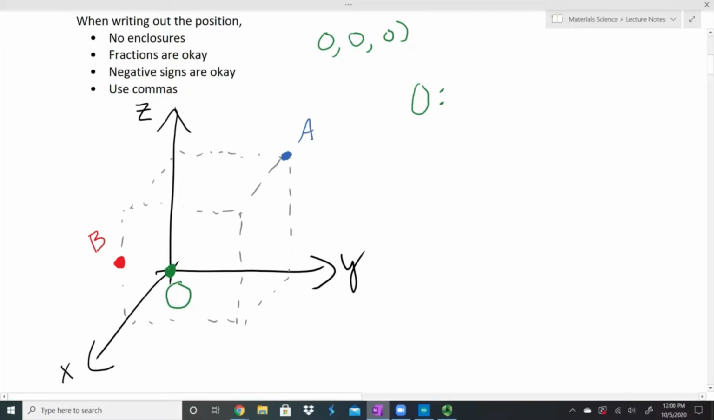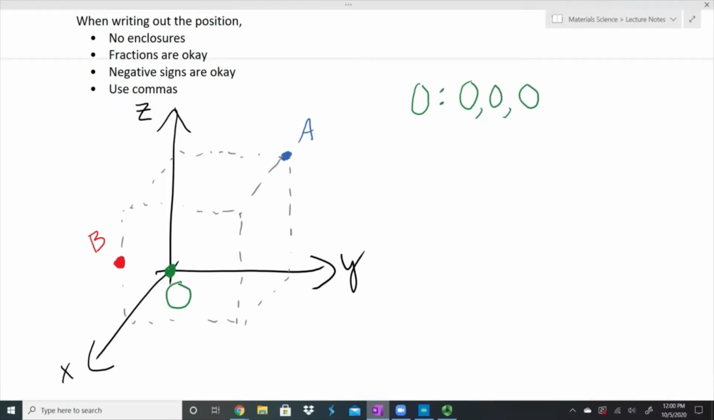We're going to do that slightly different here. We're going to go ahead and do a very similar thing, but we're going to use our rules here. No enclosures. The enclosures would be the parentheses. So I can write that, what I did previously, but we're not going to put it in parentheses. If I need to, I can use fractions. Negative signs are okay, so I'm allowed to use a negative sign if I have to go backwards, and I separate them with commas. And so with all that, my origin would again be 0, 0, 0.